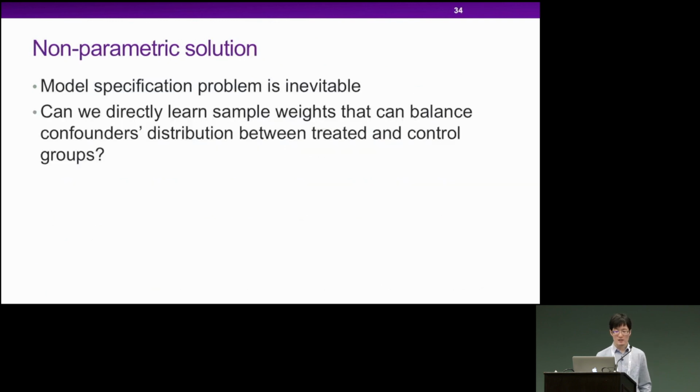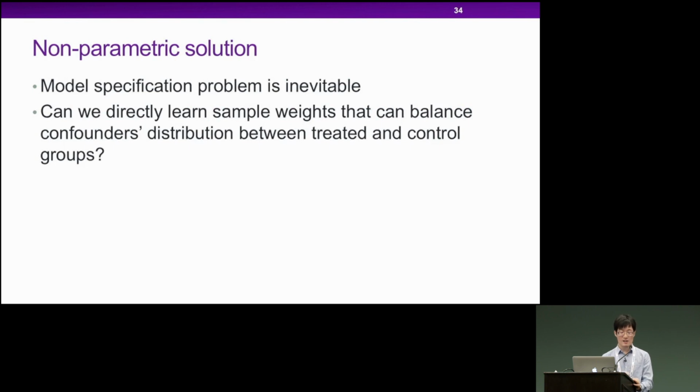So the way to deal with that is, can we give a non-parametric solution? Because the model specification problem is inevitable in real applications. We can never guarantee that the model specification is consistent with the true model, right? We cannot do that in most cases. So the question is whether we can skip the model specification and directly learn the sample weights that can balance the confounder distribution between treated and control groups, right?